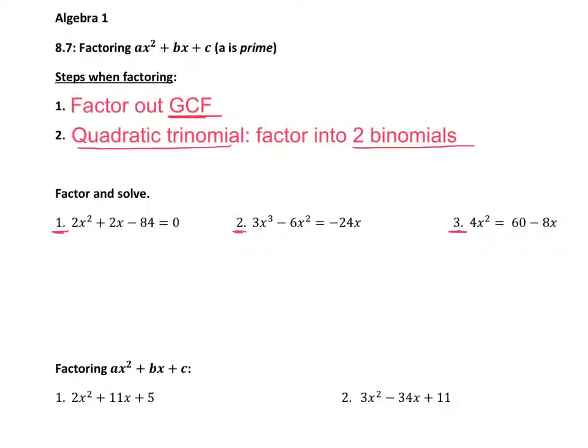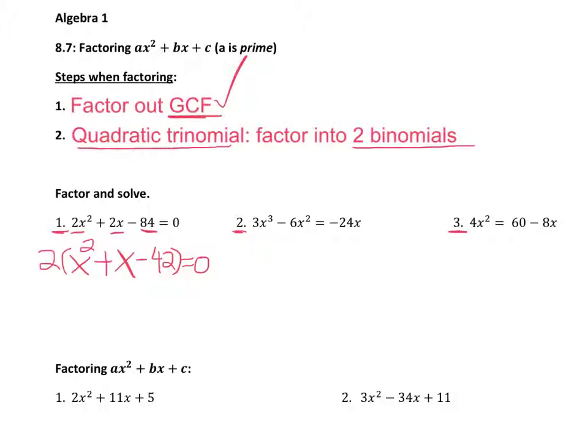Number one, now if I follow the steps, if I look for a GCF, okay, I have 2x squared, 2x, and negative 84. Well, there is a common factor of 2. So the GCF is 2. So remember, I pull that out on the outside. And then inside I get x squared plus, and then we just have 1x. And then 2 goes into 84 42 times, so it's minus 42. So I'll put a little check mark. I factored out the GCF.